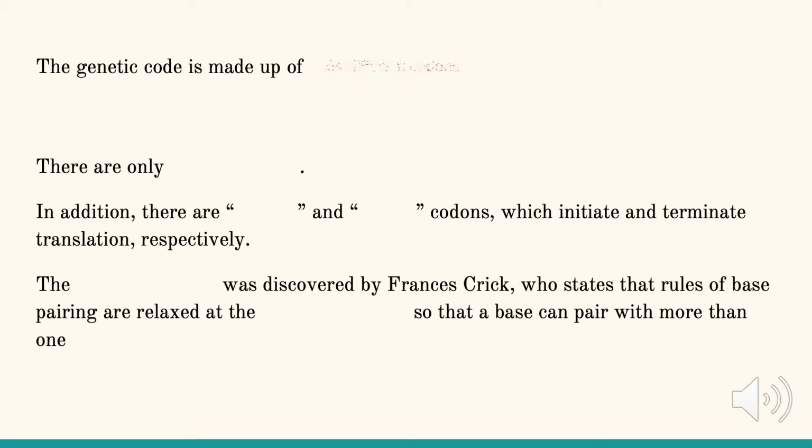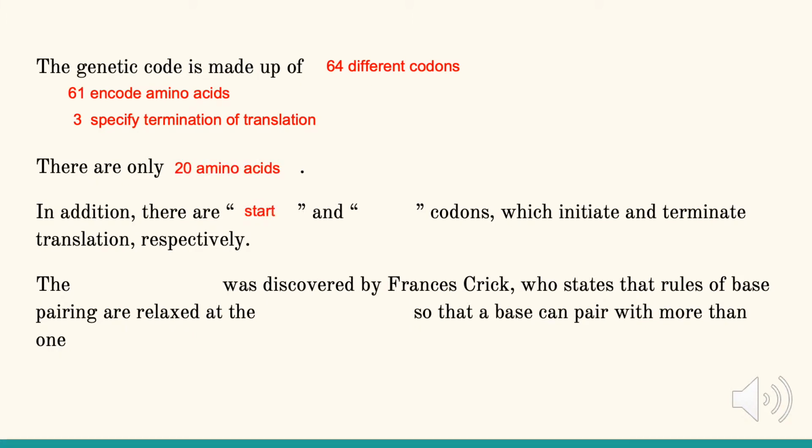The genetic code is made up of 64 different codons, and of those 64, 61 encode for amino acids and 3 specify termination of translation. And there are also only 20 amino acids. In addition, there are start codons and stop codons, which initiate and terminate translation respectively.